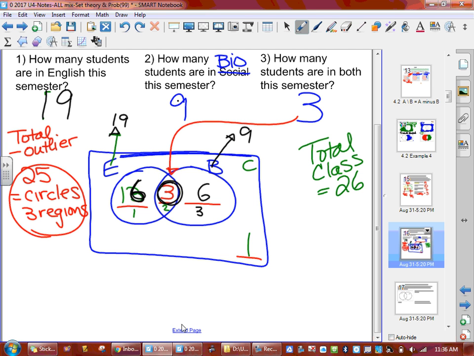So, when I wrote the number down, I already subtracted by accident. Okay, my brain was working too fast. So there's actually 19. The total of our E circle is 19. Now we have 16 plus 3. That gives us our 19. If we add region 1, 2, and 3 now, they will equal our 25. If I add all 4 regions, the outlier is region 4. If I add all 4 regions, it has to give us our class total of 26.